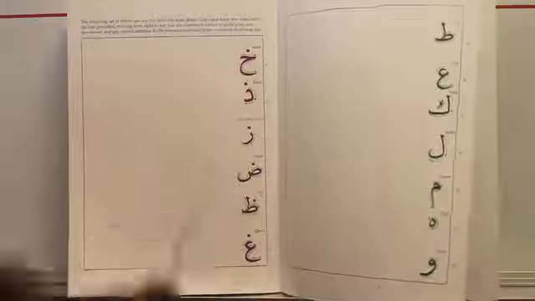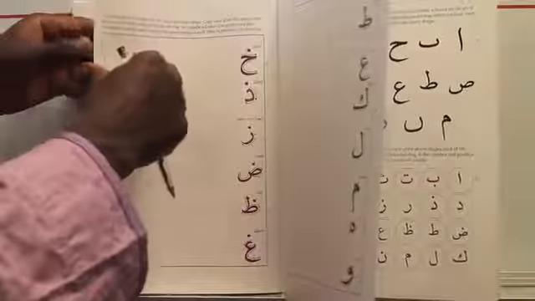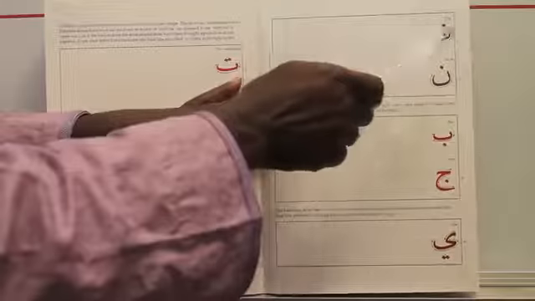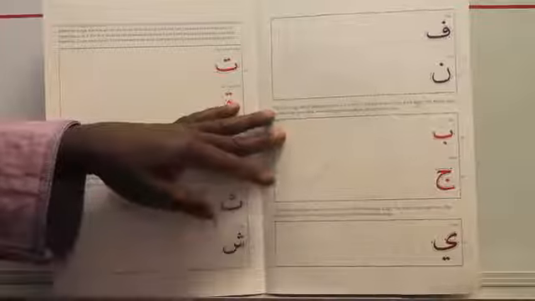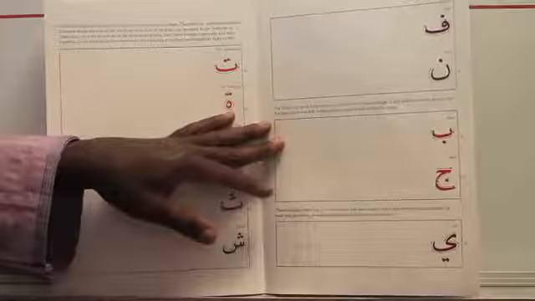Those are one dot above. Let's move to page 8 of the book and see what is the next one. It will be again a continuation of letters with one dot above. That's fa and nun, one dot above. Again, copy them on the lines, please.